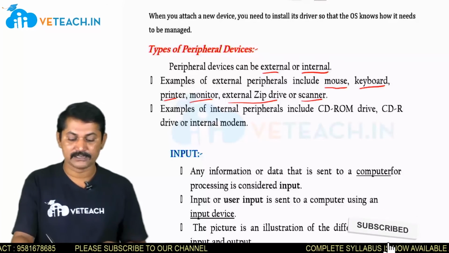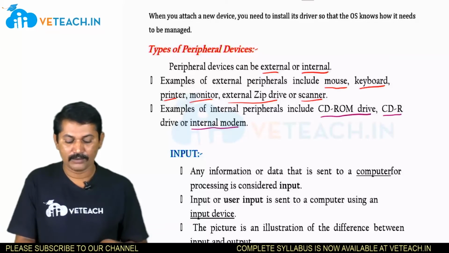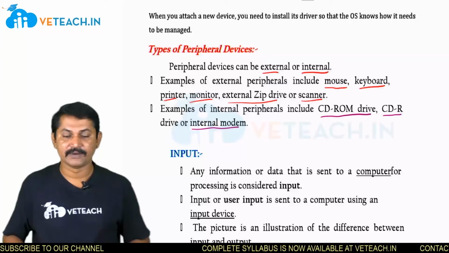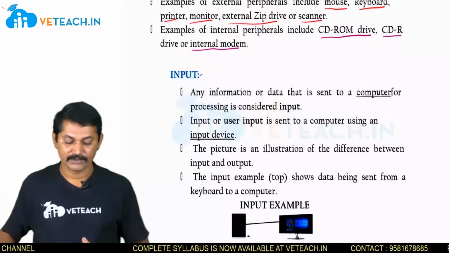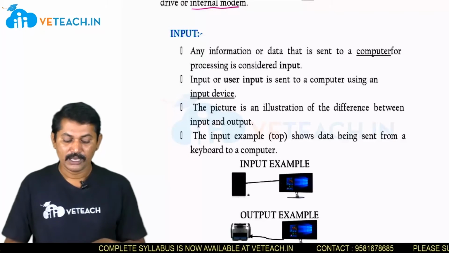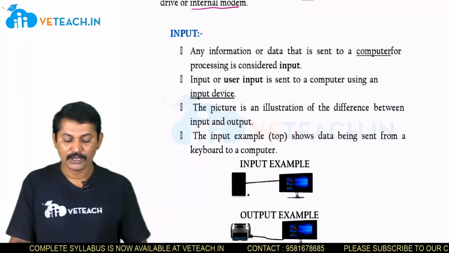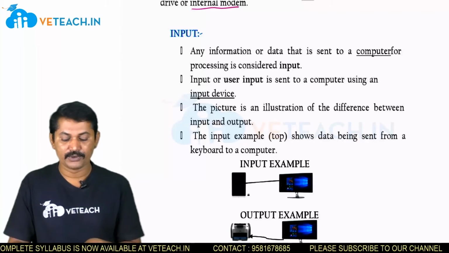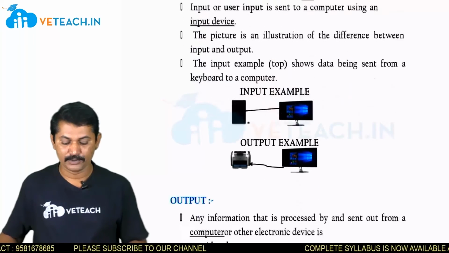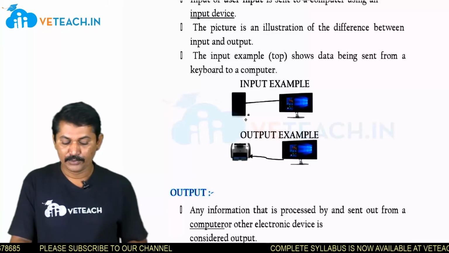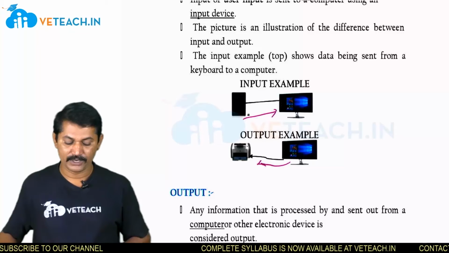What are the internal peripherals? The internal peripherals are CD-ROM drive, internal modem and some other internal devices like hard disk drive, and these come under internal peripheral devices. What is input? An information or data that can be sent to the computer for processing is considered as the input, and the user gives the input through the input devices. The picture is an illustration of the difference between input and output. Here input is from the input device to the computer, output is from the computer to the output device.